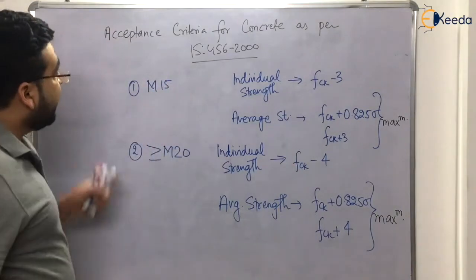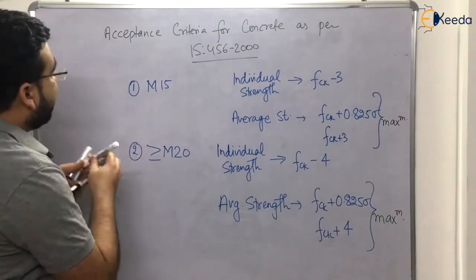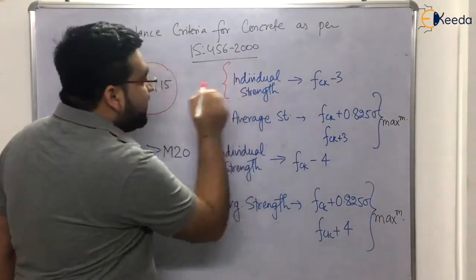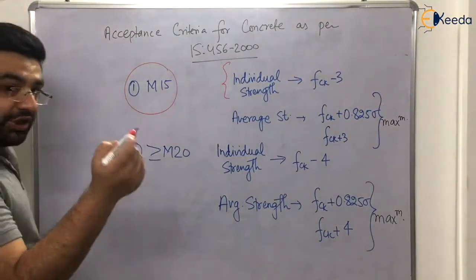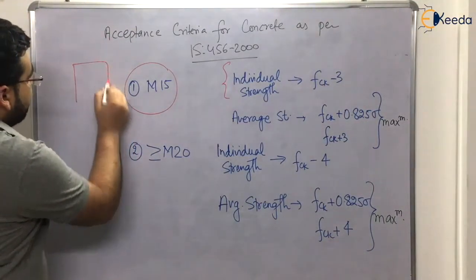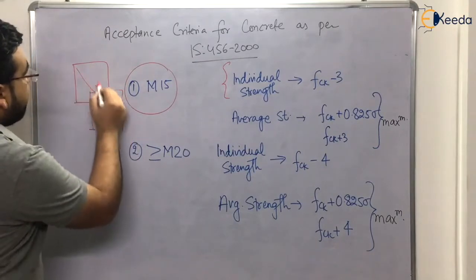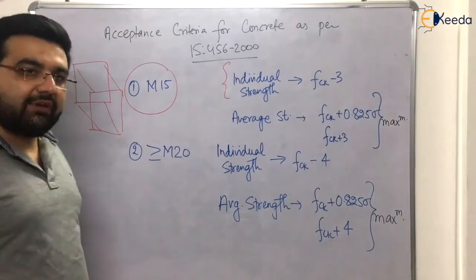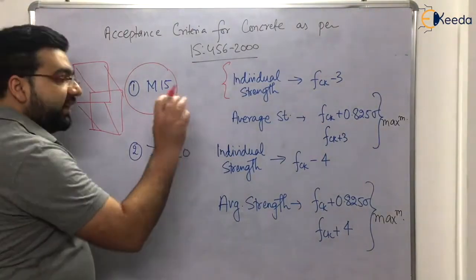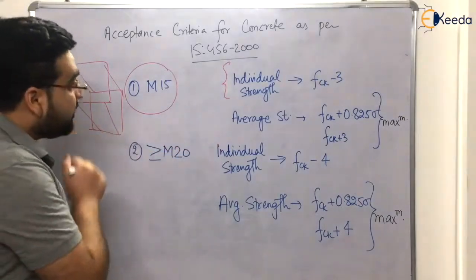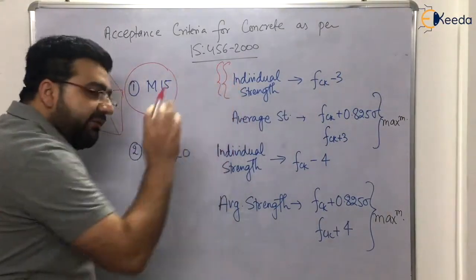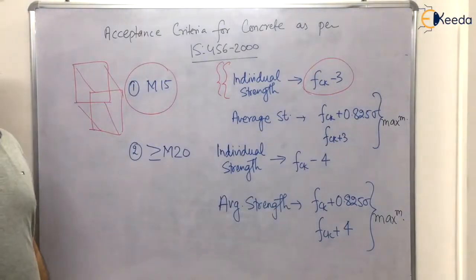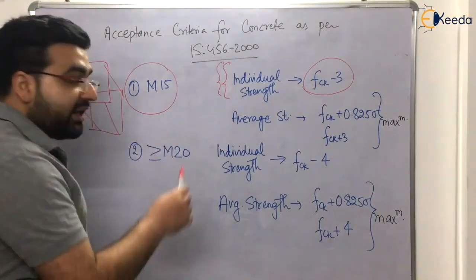So what does it say? It says that if the grade of concrete is M15, then the individual strength, meaning whenever we are testing cubes of 150 mm in the universal testing machine, the compression machine, we get the individual strength of every cube. The code says that the individual strength of every cube should not be smaller than FCK minus 3. It should always be greater than FCK minus 3. Only then is it accepted.